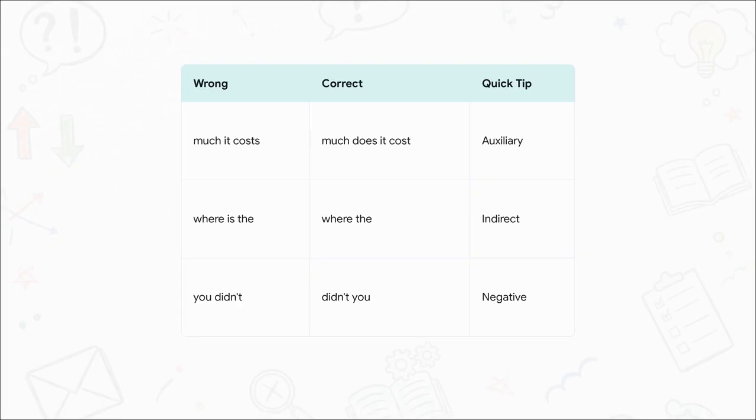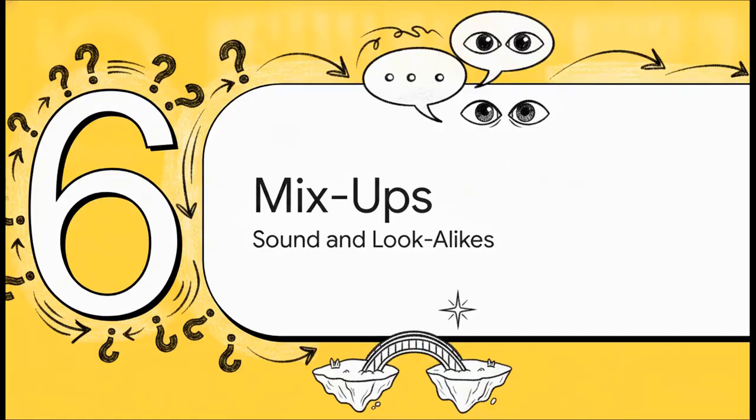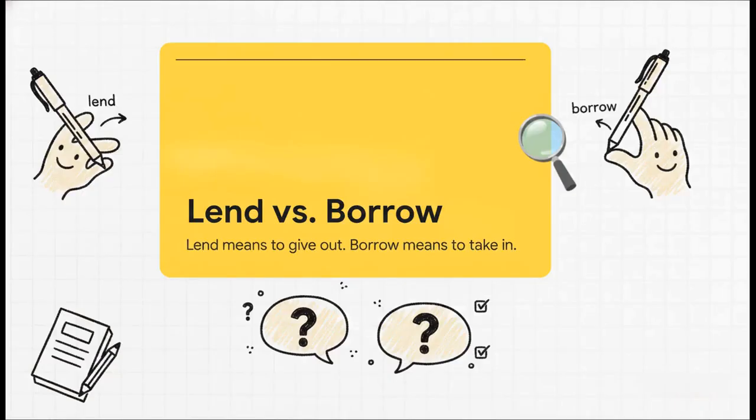And lastly, why you didn't call me. Negative questions need that auxiliary flip too. So why didn't you call me? And we've reached our final section, Section 6, Resolving Similar Word Mix-ups, the sound-alikes and look-alikes. This is the ultimate polish, right here. We are tackling words that translate to just one single word in your language, but 2 words in English.